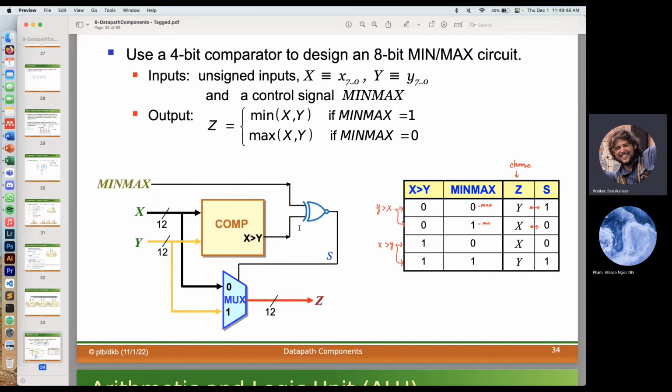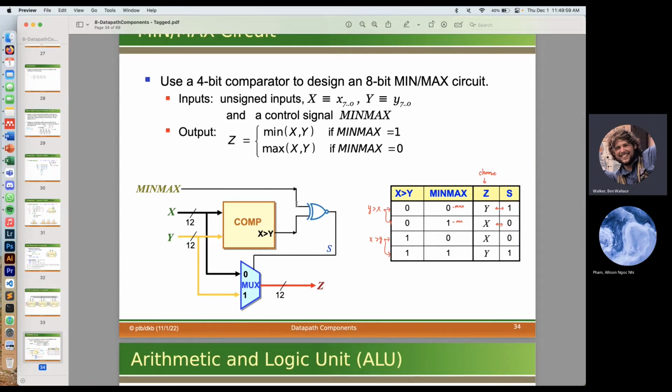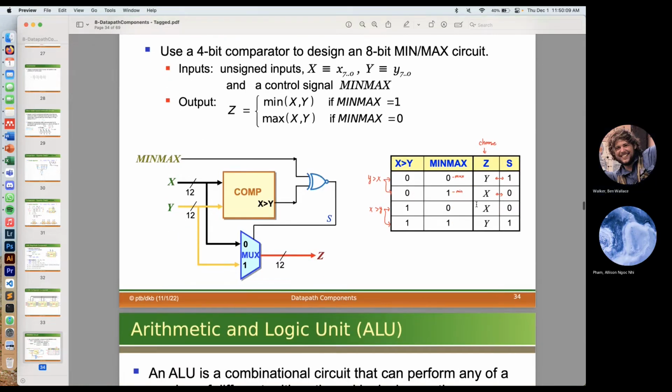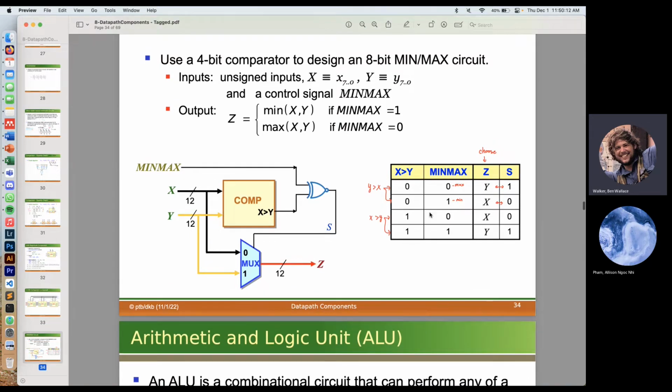And we can actually control the parity of the output of the comparator by using an XOR gate to the min-max. This XOR gate basically allows us to switch the output of the comparator from a 1 to a 0, which basically allows us to select whether or not we're selecting the maximum or the minimum. You can see the truth table here for a little bit more clarity.